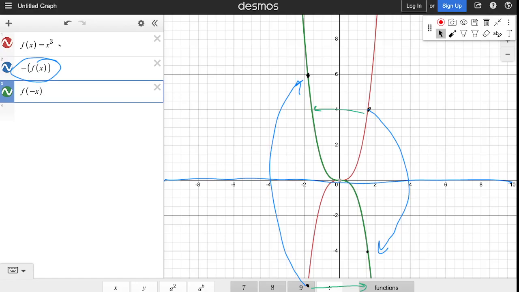Now, this doesn't always happen. The only time this is going to happen is when we have a function that is symmetric about the origin. So if we have both a successive reflection around the x-axis and the y-axis, that is called a reflection around the origin. We reflect over the y and then the x, or either order, and if it's symmetric about the origin, we won't be able to tell which is which.